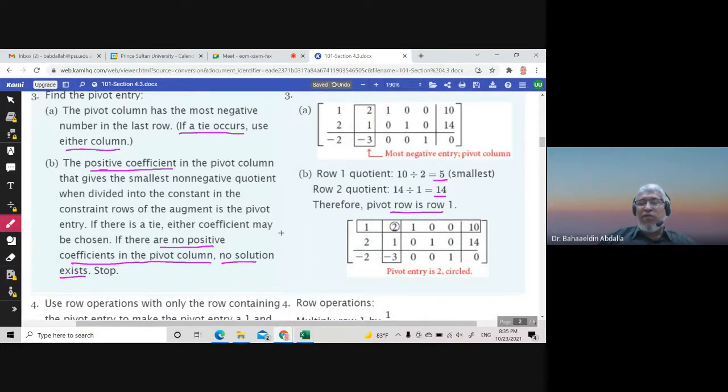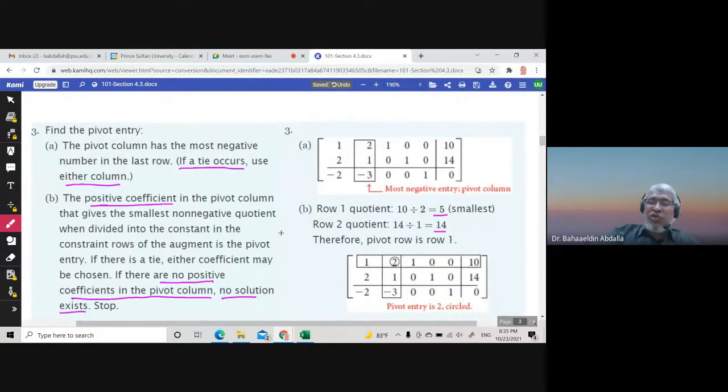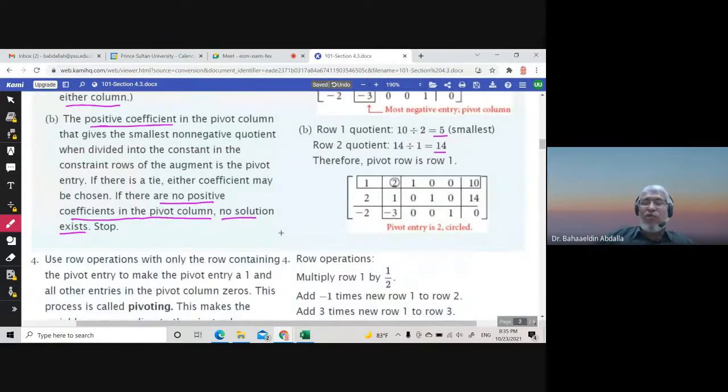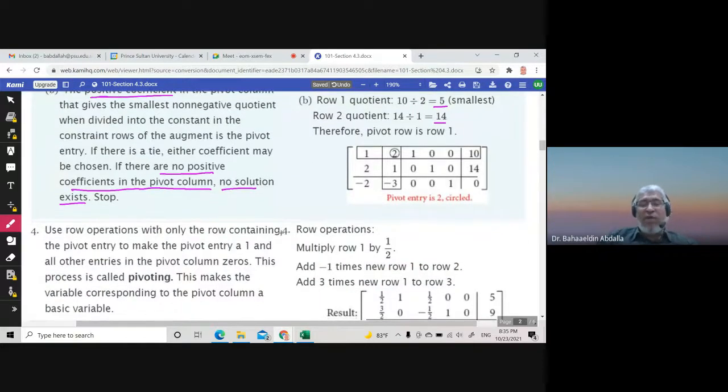The smallest is 5, so this is the pivot row and this is the pivot column. So the pivot entry is 2, or the pivot number. The pivot entry is 2. All right. So now we determined the pivot entry in this matrix. What to do with it? Well, we change it to 1. We make it 1. How can we make it 1? We make the pivot entry 1.